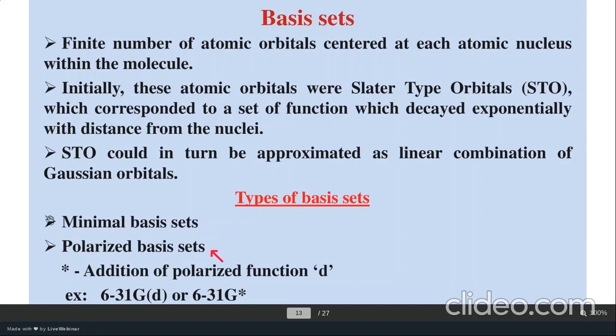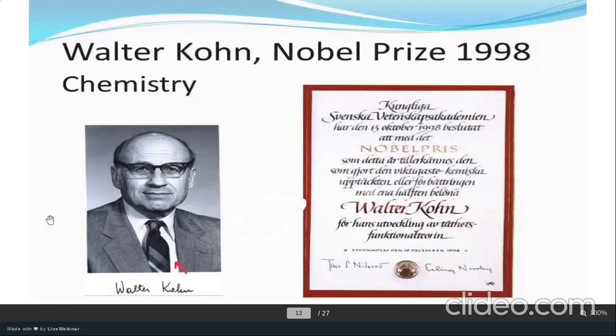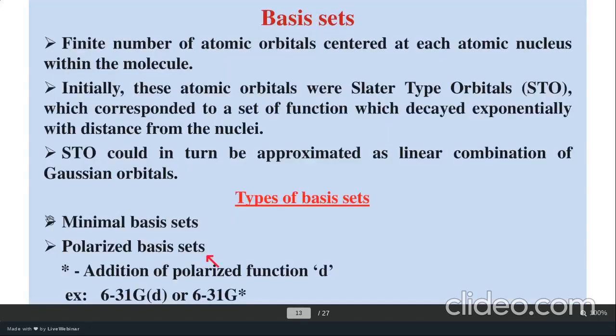Here are some polarized basis sets. Examples of some polarized basis sets. Polarized means it is polarized by d orbital or p orbital, etc. The example of addition of the polarized function d. This is the example of polarized function d, 6-31G(d) or 6-31G*.